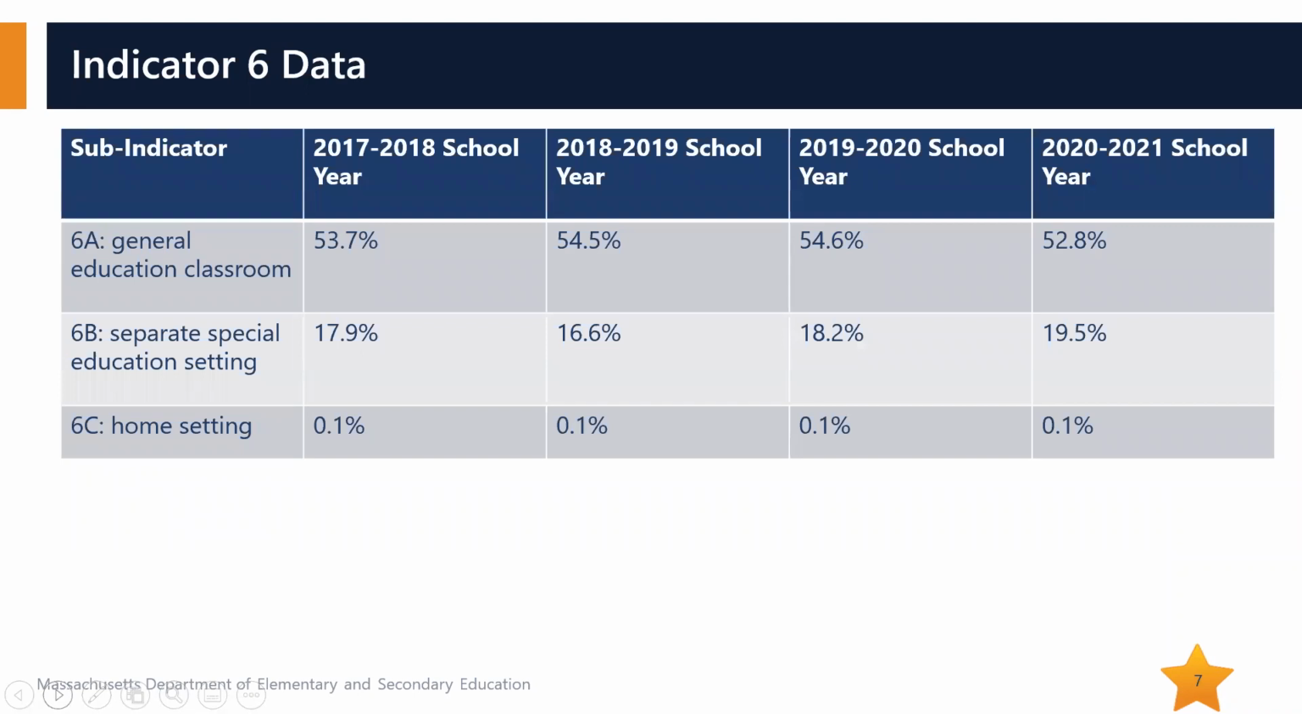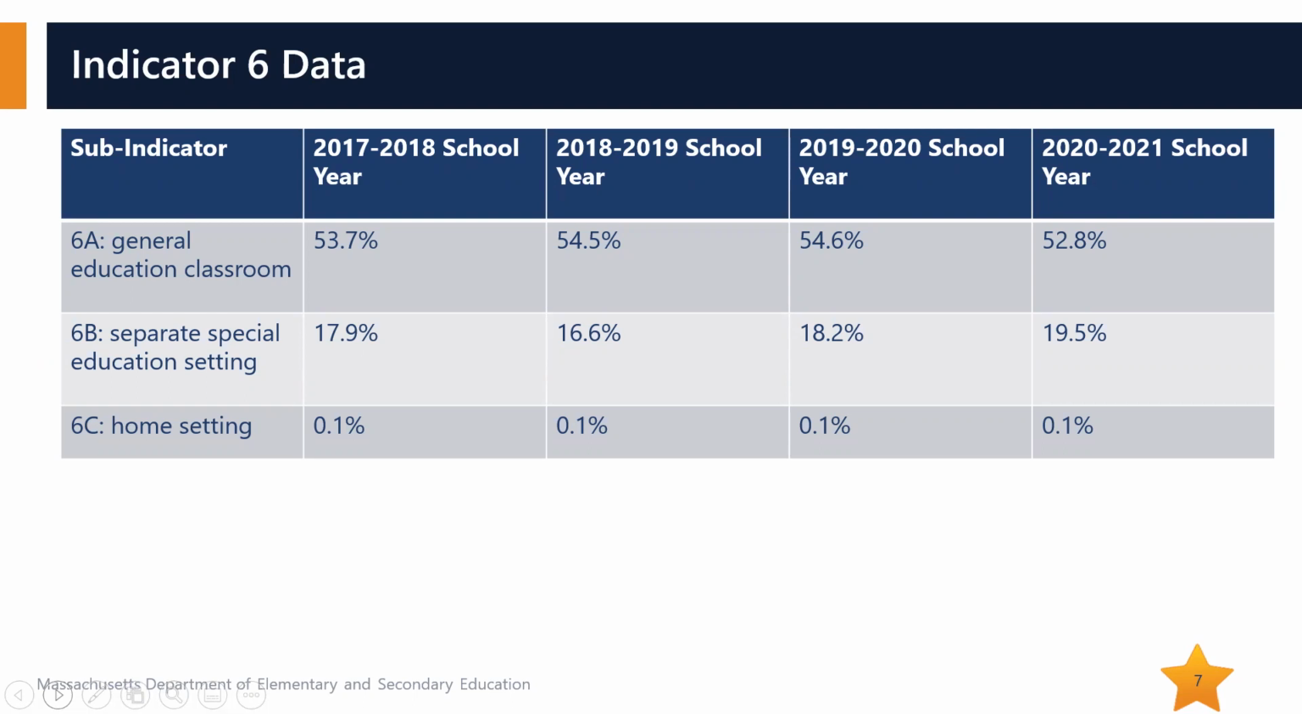This is the current state data for Indicator 6. The data were populated with the changes in mind. For 6A, the percentage of children with disabilities receiving most of their services in a general education classroom increased from 53.7% in the 2017-2018 school year to 54.6% in the 2019-2020 school year, but then decreased to 52.8% in the 2020-2021 school year, the most recent year, when we slowly transitioned back to in-person learning.